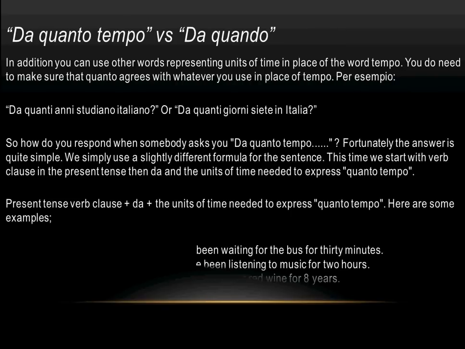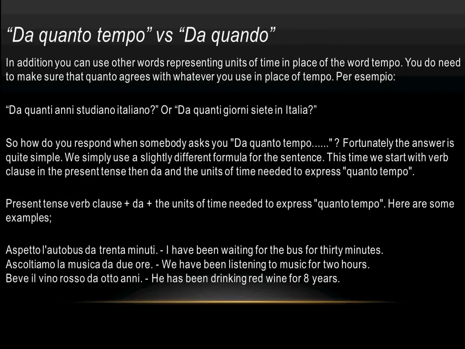Here are some examples. The first one, aspetto l'autobus da 30 minuti. I've been waiting for the bus for 30 minutes. See, the verb is first, the verb clause, and then da, and then the tempo. In this case, it's 30 minuti. So the question was, da quanto tempo aspetti l'autobus? Aspetto l'autobus da 30 minuti.